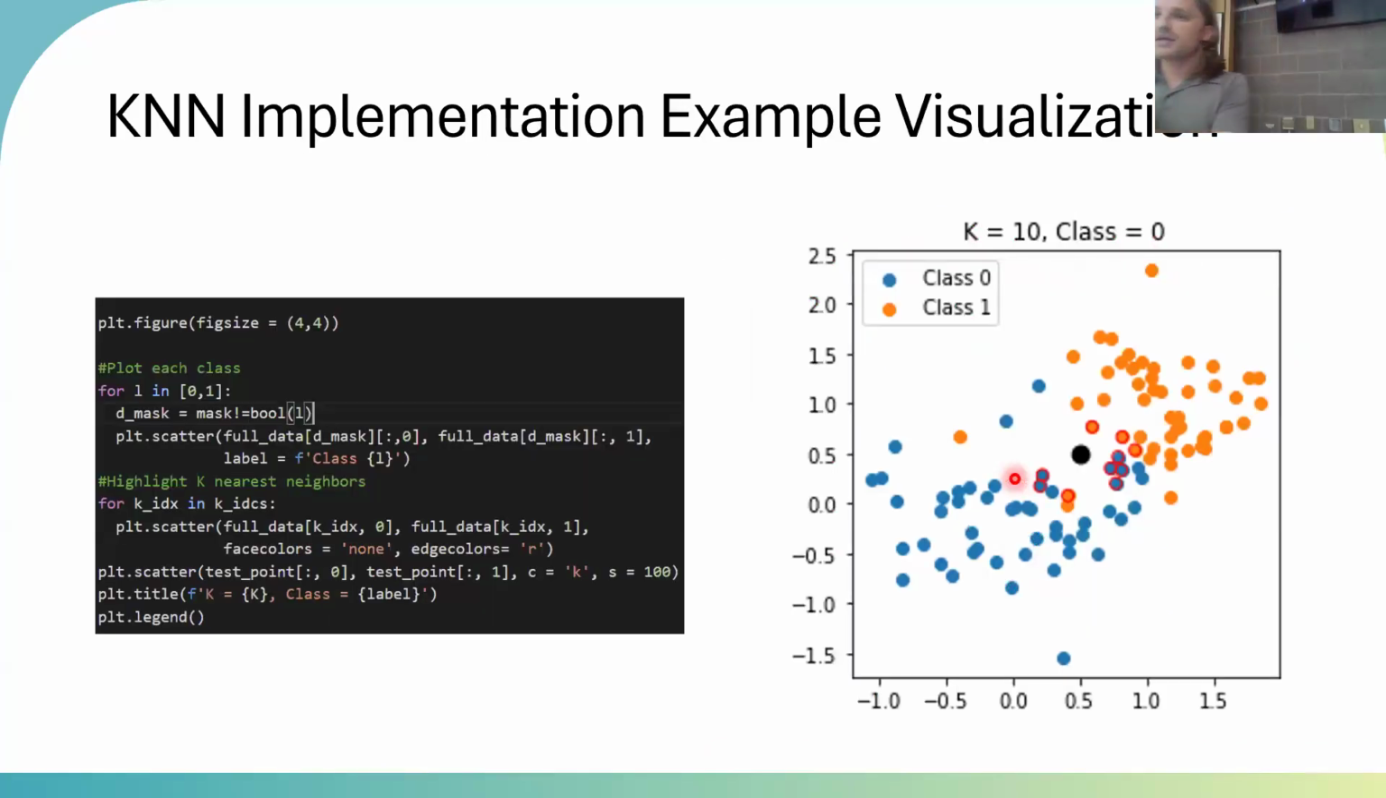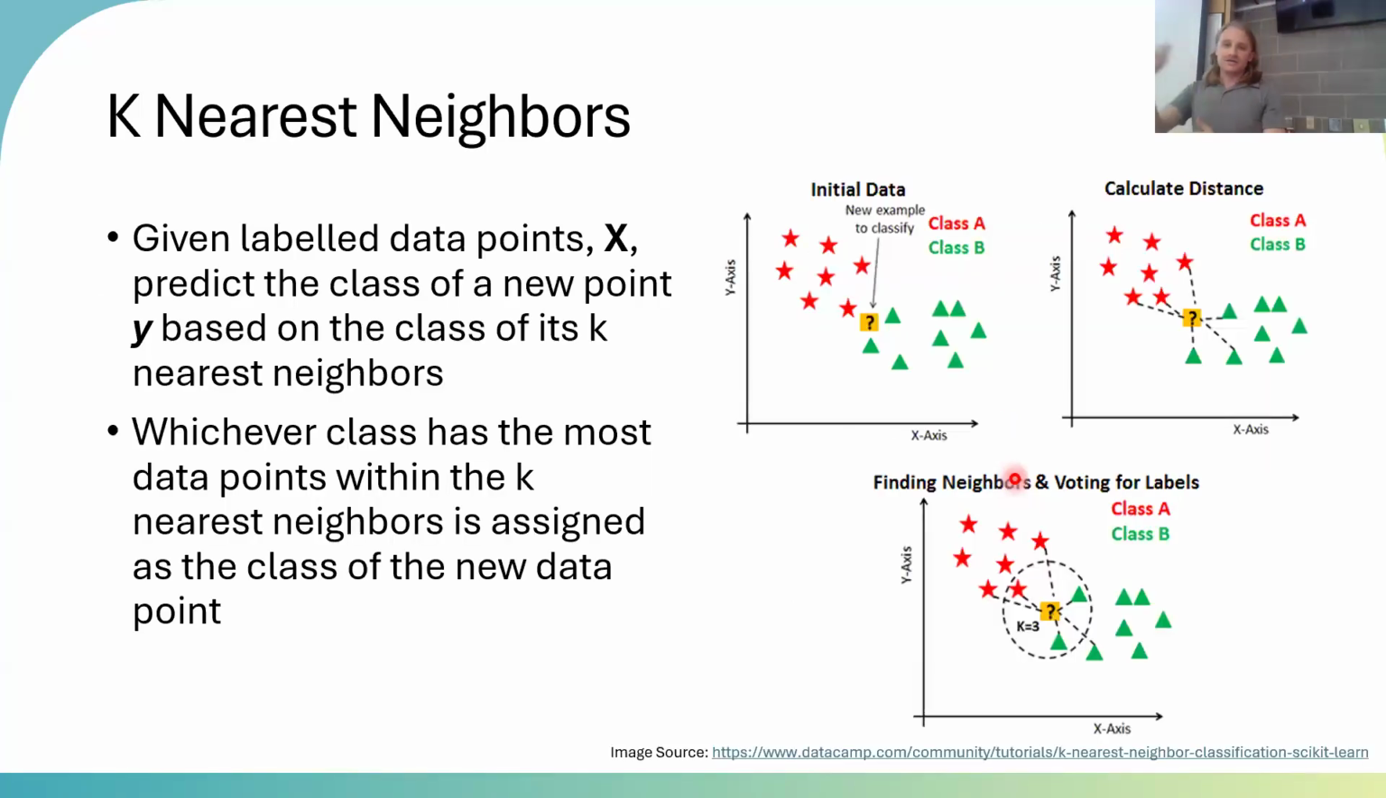So yes. Someone just asked, how do you know which K to use? That's a great question. Yes, thank you, I'll repeat the question here. The question was, how do you know which K to use?